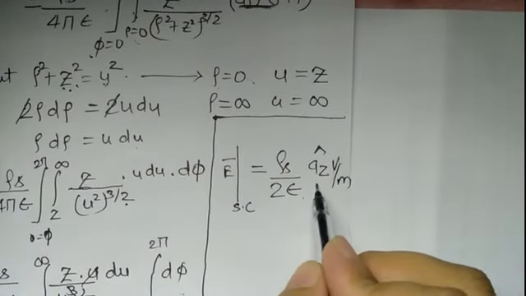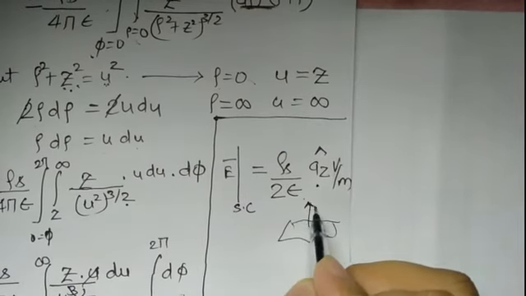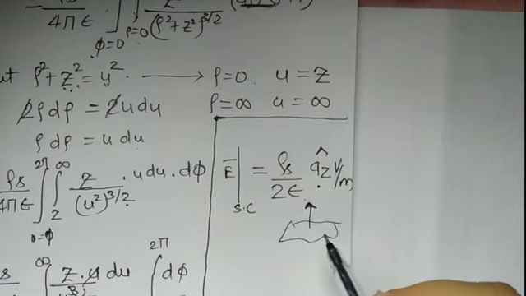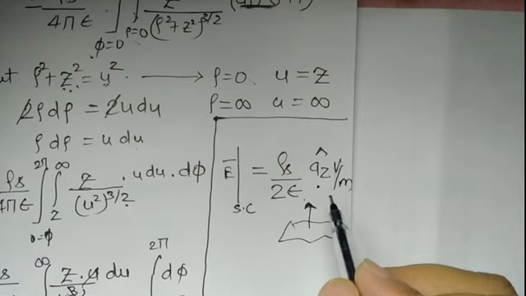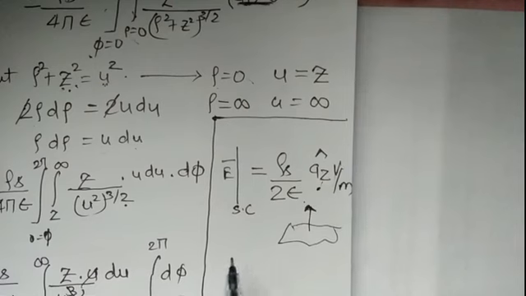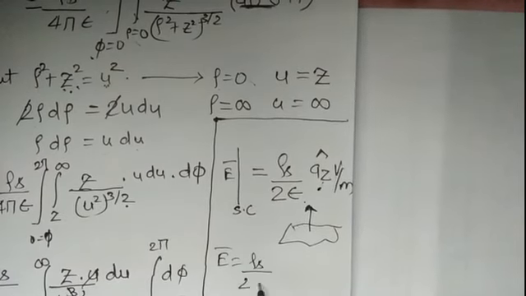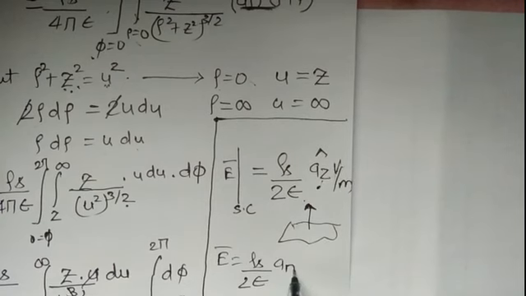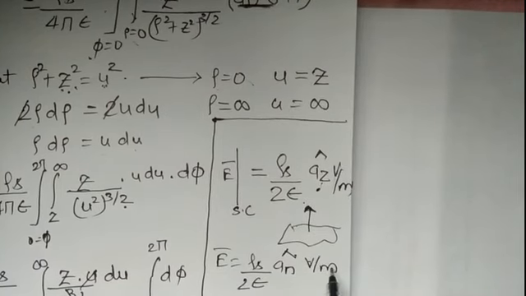Now this Az cap is perpendicular to this sheet, like this. This Az cap is perpendicular to the sheet. So for a general purpose, when we generalize the thing, we can consider this Az as normal to the surface, and therefore this E bar will be equal to rho S divided by 2 epsilon into An cap volt per meter.